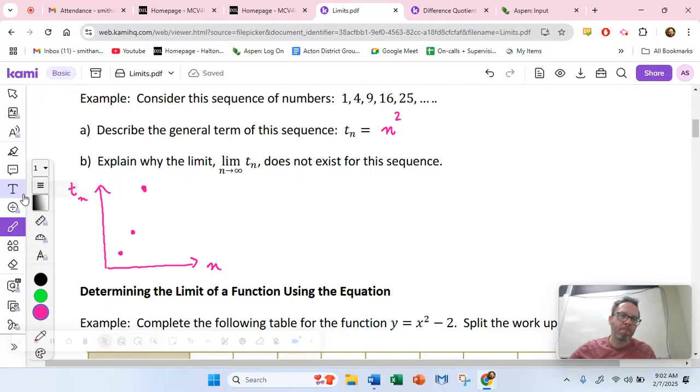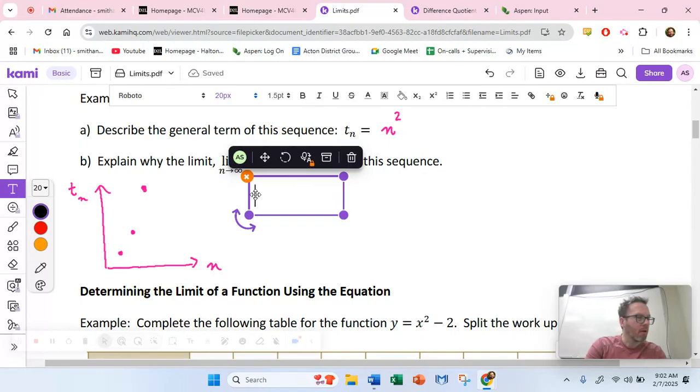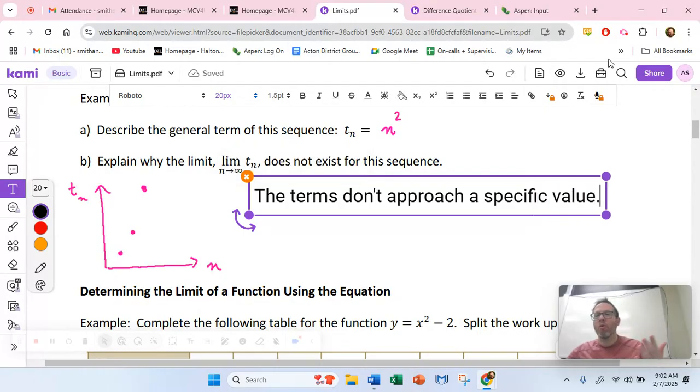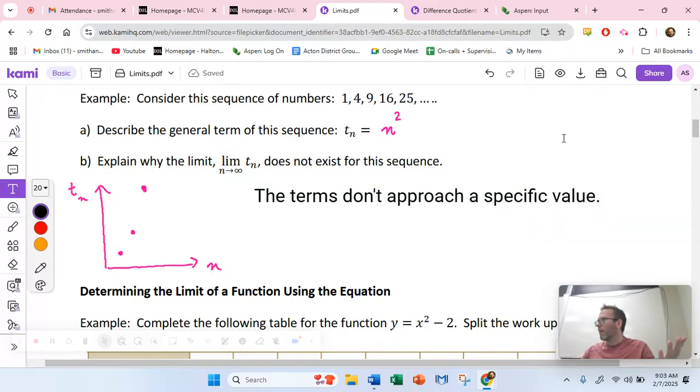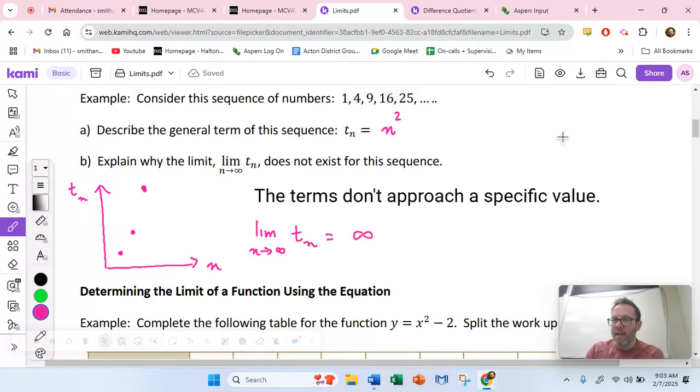I'll try to use a font everybody can see. I'm going to say, in this case, the terms don't approach a specific value. They don't approach a value like 0. They just get bigger and bigger and bigger and don't approach anything. Now, in the previous one, we said that the limit as n approaches infinity of Tn was equal to 0. In this case, I'll give you two options. We can say the limit as n approaches infinity of Tn equals infinity.